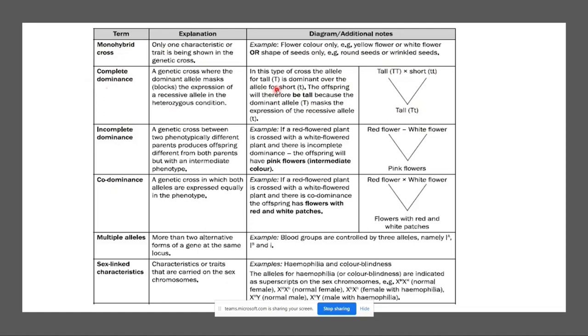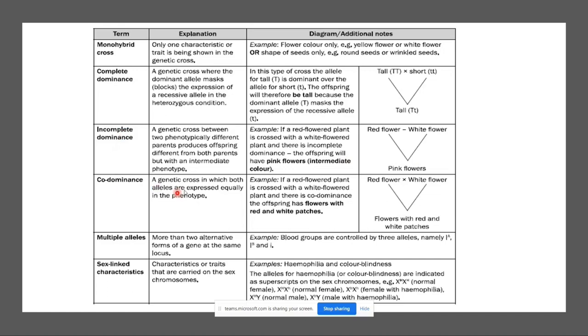That is complete dominance. Incomplete dominance: here you have a cross between two phenotypically different parents, but the parents produce an intermediate phenotype. So here I've got red flowers and I've got white flowers, but red is not dominant over white, or white is not recessive to red, because the flowers that I get are pink. Already that is an indication that none of the characteristics are dominant. That is incomplete dominance.